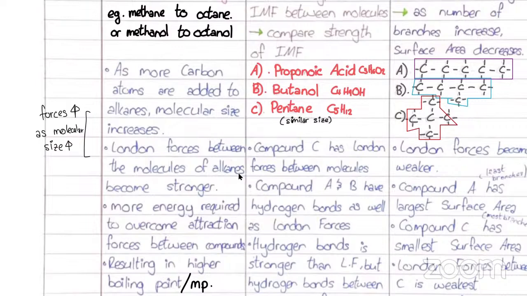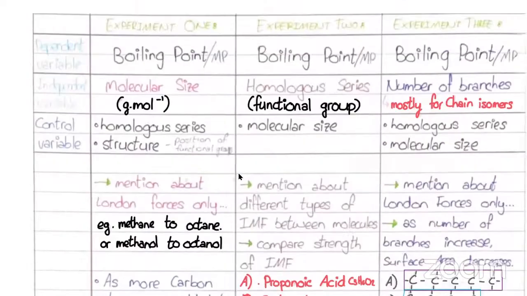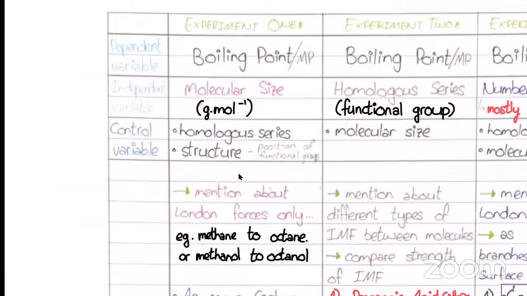Okay, let's go again. As more carbon atoms are added to alkanes, molecular size increases. London forces between the molecules of alkanes become stronger. More energy is required to overcome the attraction forces between the molecules, resulting in a higher melting point or boiling point. So that's experiment 1. Let's have a look at experiment 2. Just to reiterate, in experiment 1, our independent variable is molecular size. Our dependent variable is boiling point.